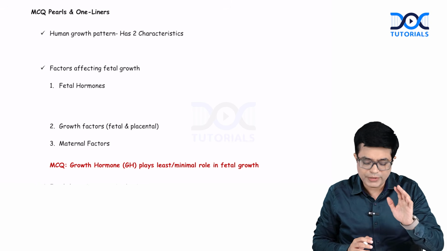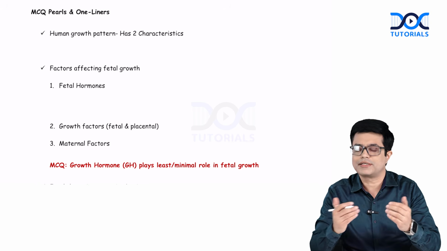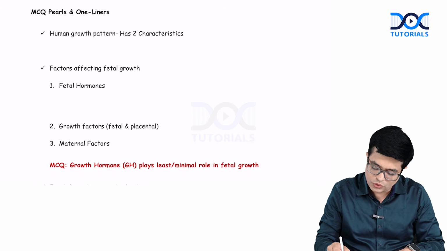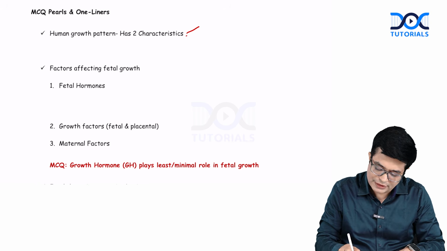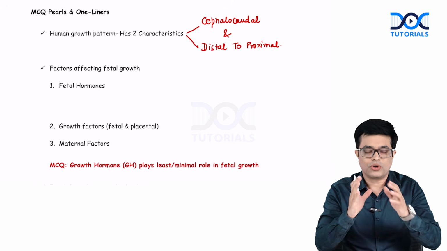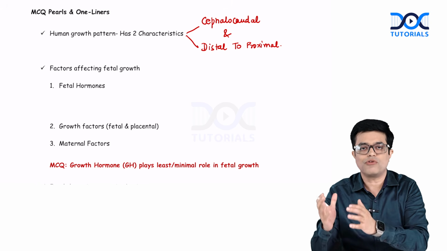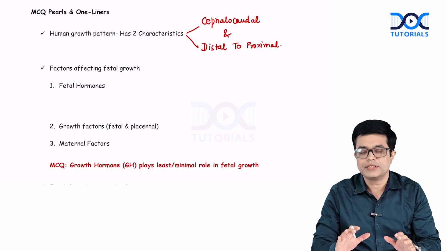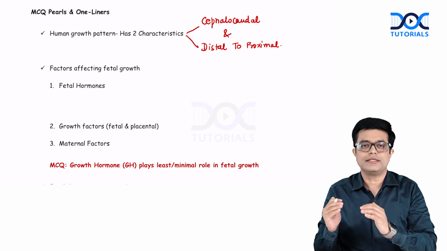So first is human growth pattern. What are the 2 characteristics of human growth pattern? The 2 characteristics which have been described are called cephalocaudal and distal to proximal. What is the meaning of this? See, every organism has a certain way of growing. In the case of humans, it is cephalocaudal and distal to proximal.